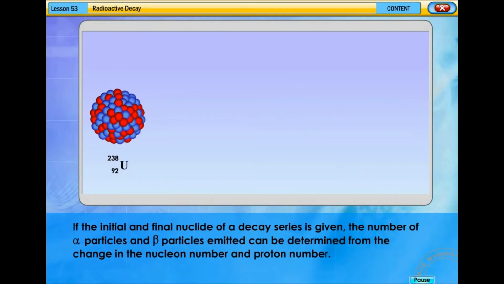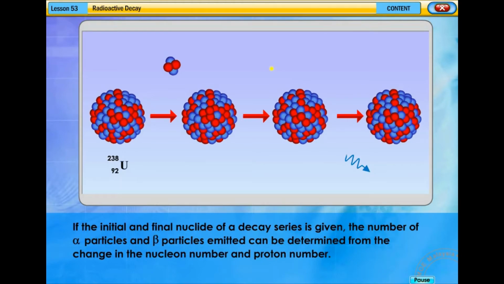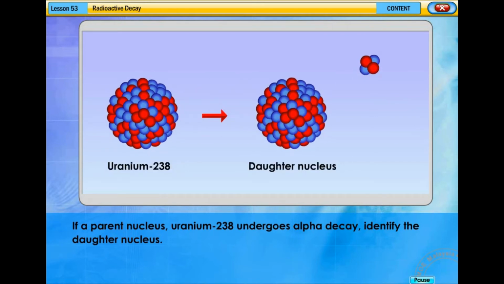If the initial and final nuclide of a decay series is given, the number of alpha particles and beta particles emitted can be determined from the change in the nucleon number and proton number. If a parent nucleus uranium-238 undergoes alpha decay, identify the daughter nucleus that results.